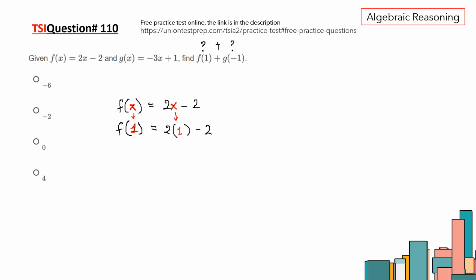Now we simplify it. We have 2 times 1 is 2, minus 2 is 0. So our first question mark here is 0.